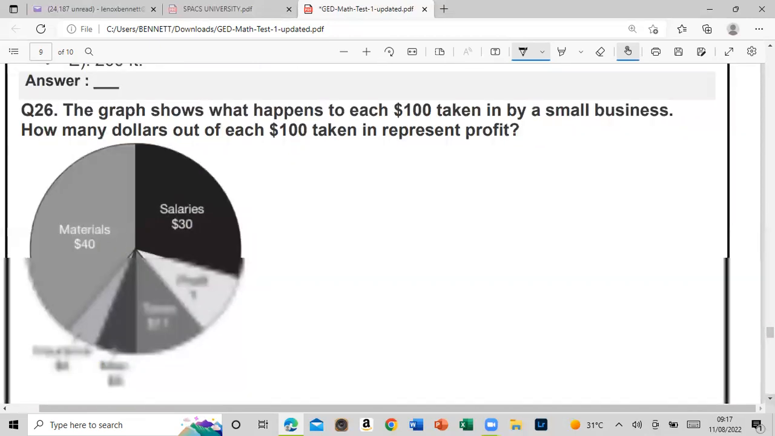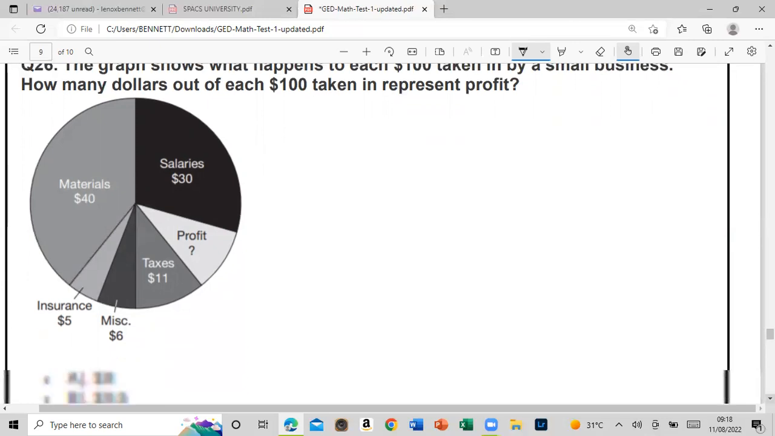26. The graph shows what happened to each $100 taken in by a small business. How many dollars out of each $100 taken in represent profit? Alright, so that's the total there. Now we see what I want. So 30, we have 30 and 40, 70, 70. So 16, so 17 and 5, 22. Alright, so 17 and 5, 22.